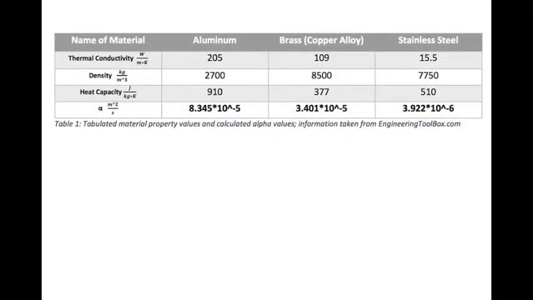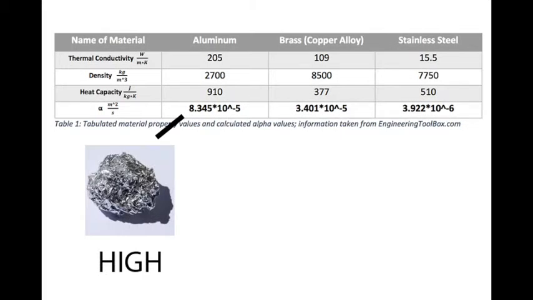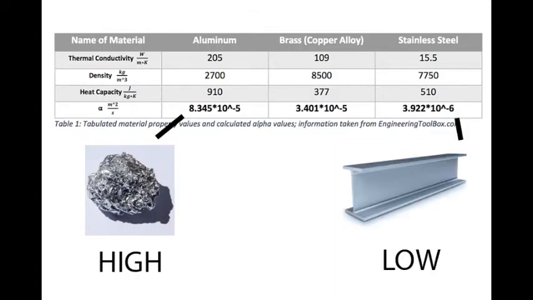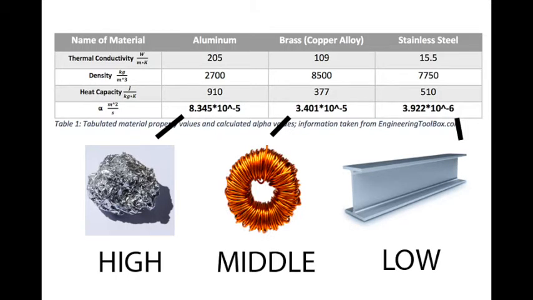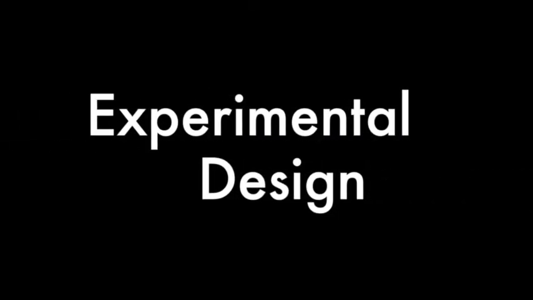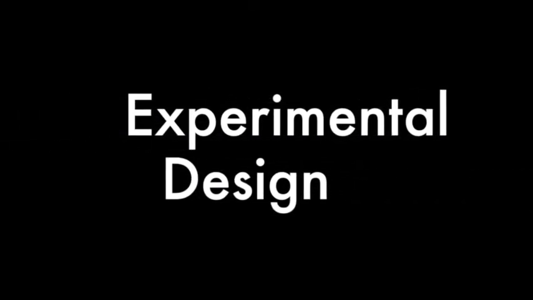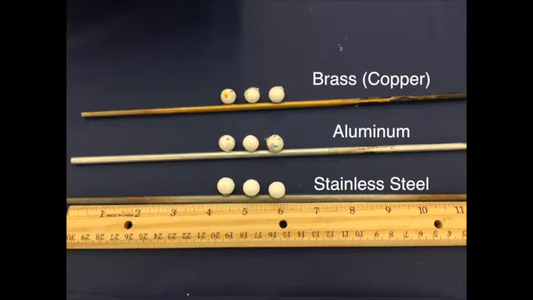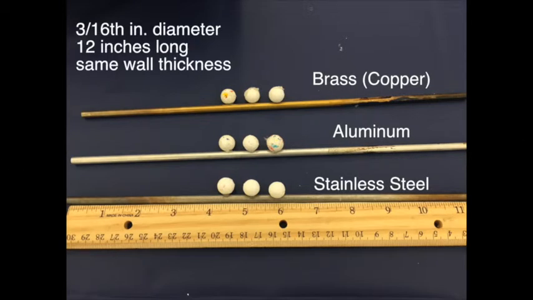We calculated thermal diffusivity for 3 materials and found that aluminum has a fairly high alpha value, stainless steel has a pretty low alpha value, and copper has an alpha value between that of aluminum and stainless steel. To test only thermal diffusivity, we chose pipes of these 3 materials with the same sized inner and outer diameters.